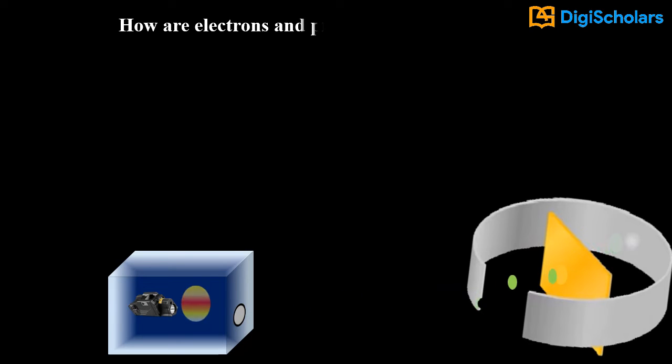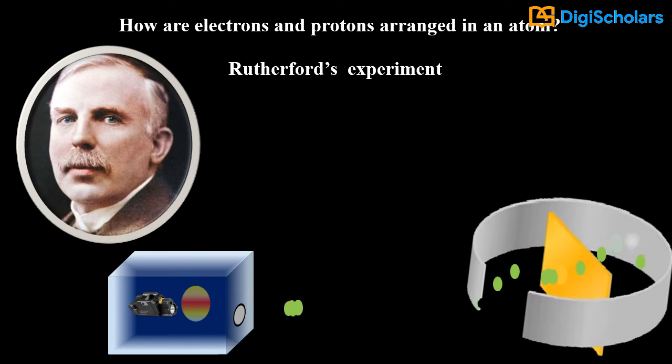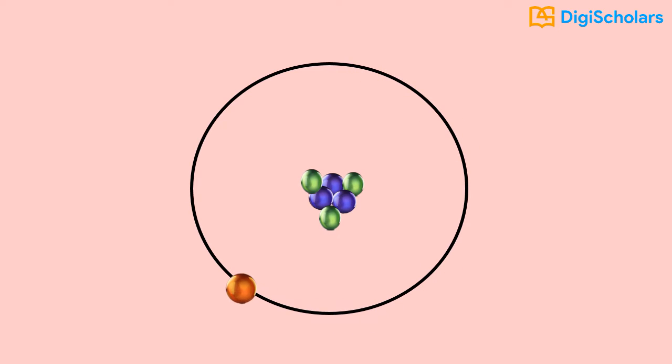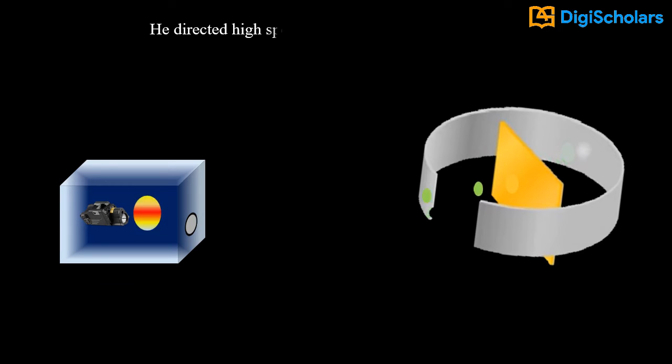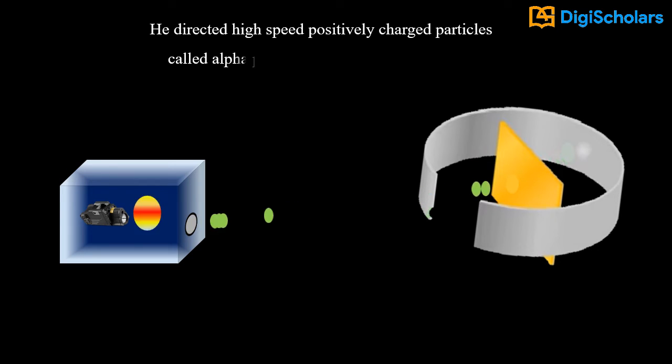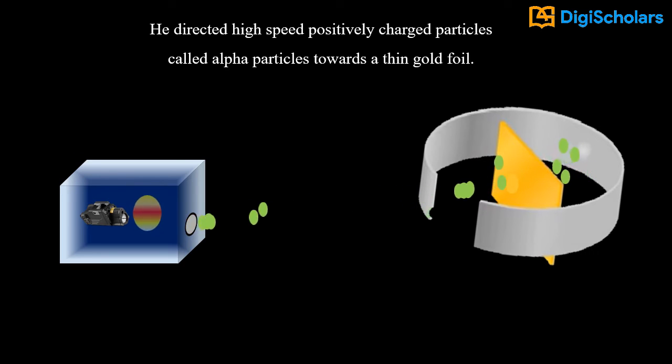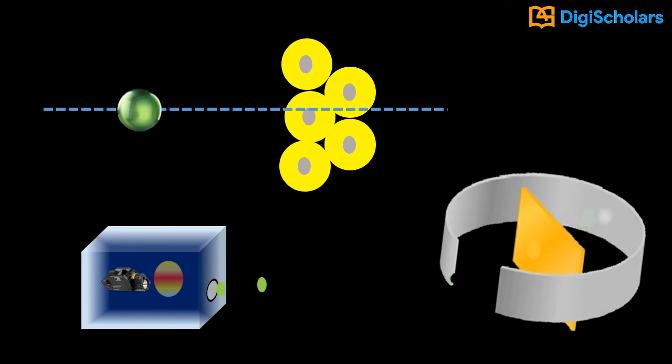How are electrons and protons arranged in an atom? Rutherford's experiment. It was initially believed that electrons and protons are uniformly distributed. Rutherford conducted an experiment which changed the entire concept of distribution of electrons and protons in an atom. He directed high-speed positively charged particles called alpha particles towards a thin gold foil. He observed that most of the alpha particles passed through the foil without deflection.